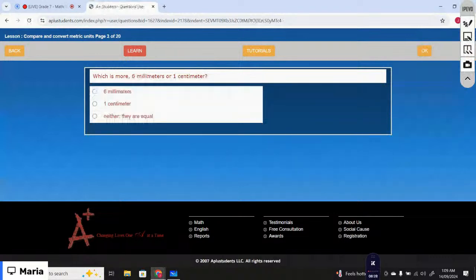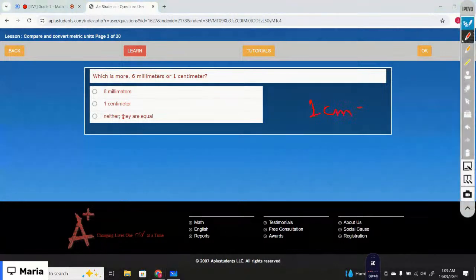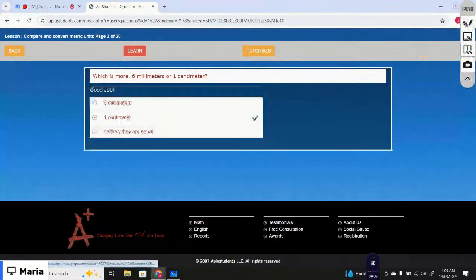Okay, which is more, 6 millimeters or 1 centimeter? Which is the correct option? 1 centimeter equals 10 millimeters, right? So then obviously you are given 6 millimeters and 10 millimeters. So which is more? 1 centimeter is more, right? Because in 1 centimeter you have 10 millimeters. So 1 centimeter is more. The correct option is 1 centimeter.